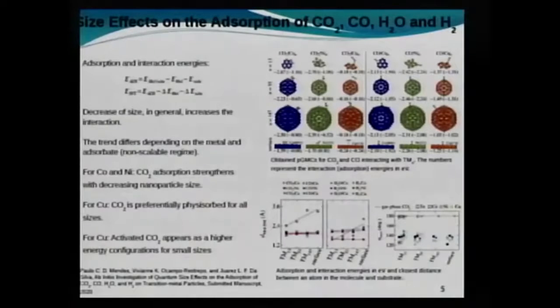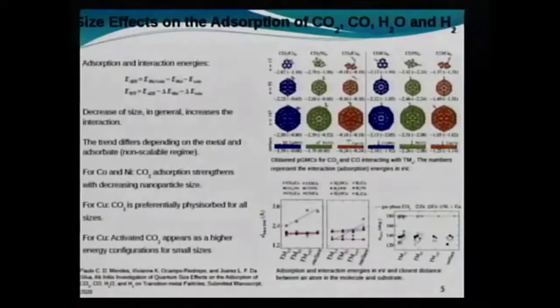But these strengths are not that smooth. They can be different depending on the metal and depending on the adsorbate, especially because for these two cases here, 13 and 55, we are in that non-scalable regime where things can be a bit trickier. For CO2, which is the molecule we are most interested in, we see that for cobalt and nickel, we observe an increase in adsorption strength when we decrease the nanoparticle size, while for copper, the values are almost the same for all the cases. And the physisorbed state is the preferred one for everything.